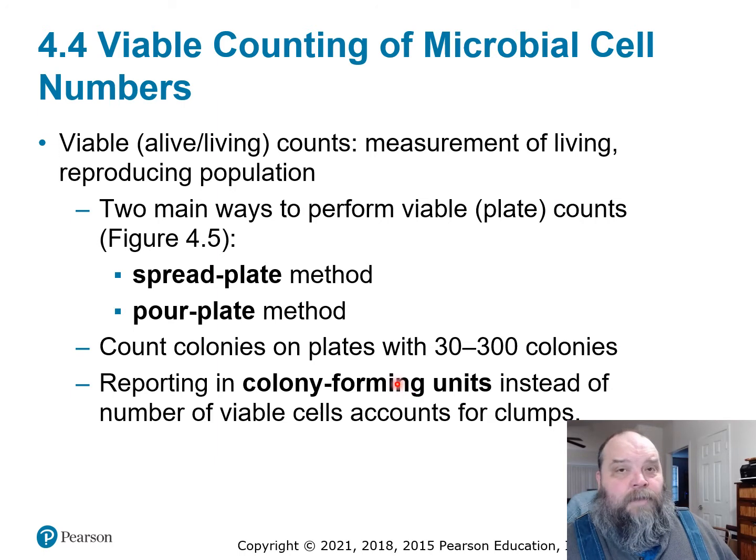What you're counting are colonies, okay? By knowing the colonies and the dilution, you'll be able to calculate what is referred to as the colony forming units. Basically, how many cells were alive in your original sample to give you 30 to 300 colonies per plate at this dilution. 1 to 100, 1 to 1,000, 1 to 10,000 dilution.